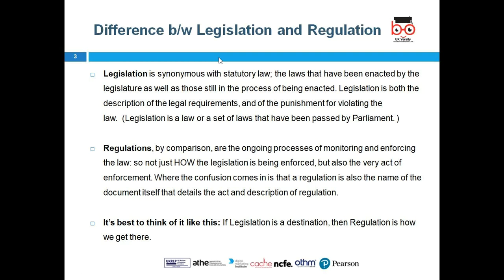Regulations, if you try to search on the internet, many of the documents say this is the rules and regulations. The law and how you apply the law: how you enforce, how you monitor, and how you enact that particular law. However, they are not two separate things, basically. Okay, got it? Yeah.